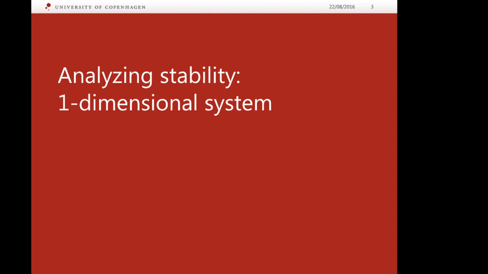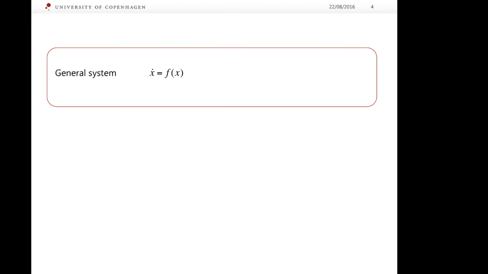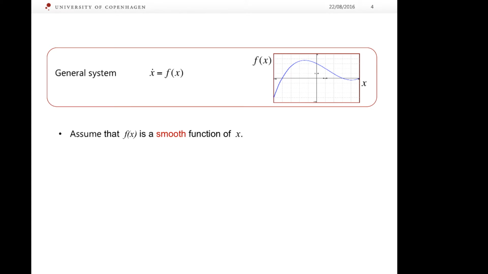Let us analyze stability of a relatively simple system which has dimension 1. Consider the general equation describing such a system. It reads x dot is equal to f of x. For visualization purposes, it is convenient to plot the function f of x against x itself. We make an assumption that our function f of x is smooth.